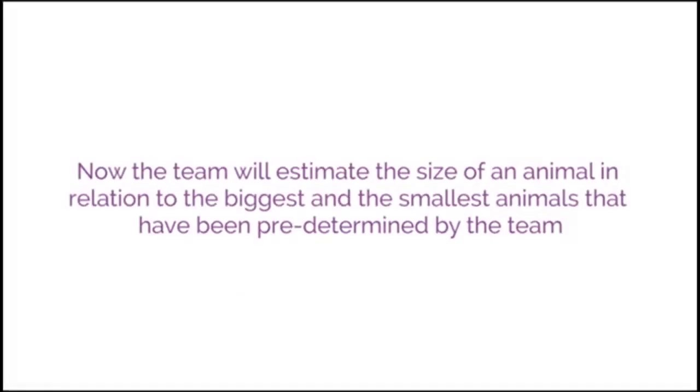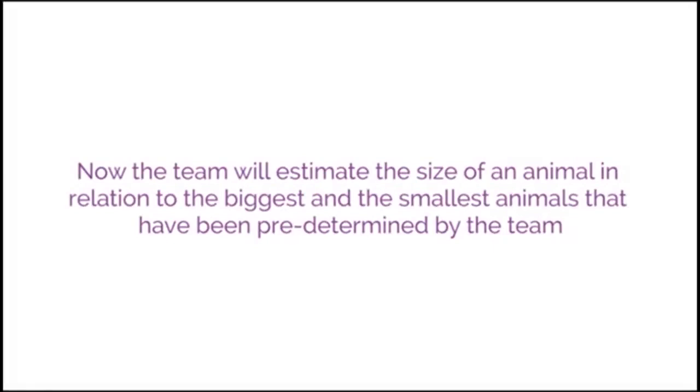Now, part of the beauty of how this works with the estimation cards is that it's anonymous in terms of what your guess is. What that means is you would not want to reveal what your estimate is until everyone is ready to reveal it at the same time. Now the team will estimate the size of an animal in relation to the biggest and the smallest animals that have been predetermined by the team.